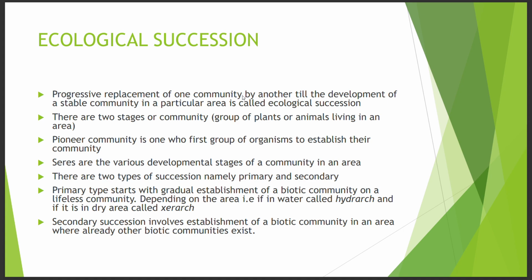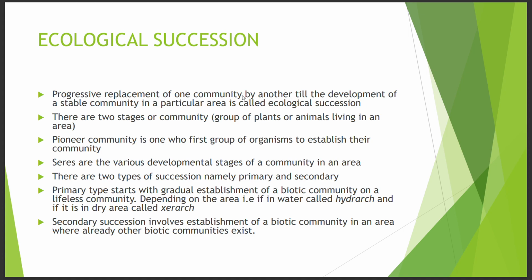Two stages are there: pioneer and climax. The pioneer community is the first group of organisms to establish their community. Series are the various developmental stages of a community in the area. Next, there are two types of succession: primary and secondary.